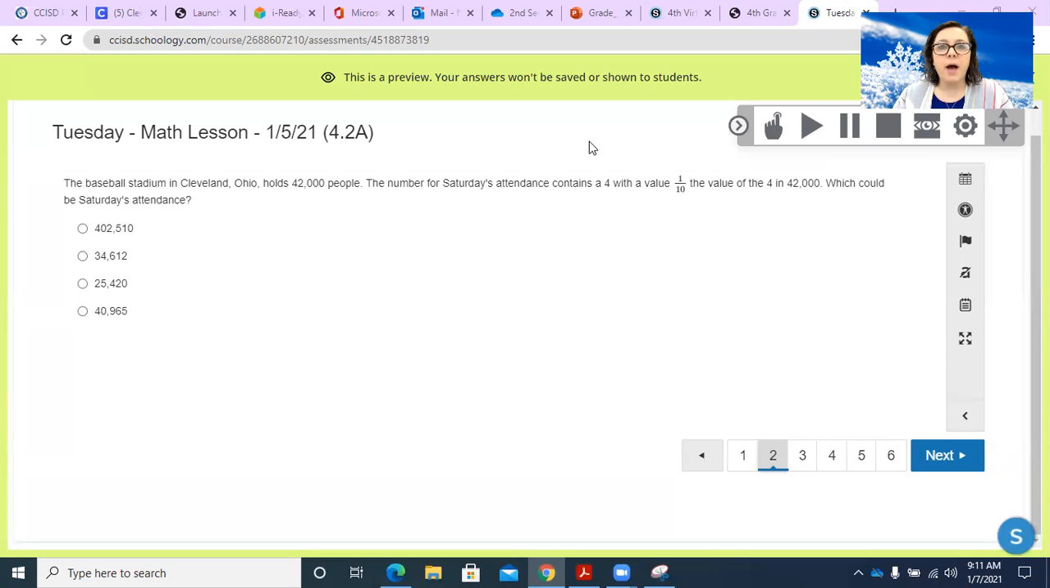Okay, all right, guys. I am going to review the math lesson from Tuesday on place value relationships, 4.2a. Let's look at this first question. It says, the baseball stadium in Cleveland, Ohio holds 42,000 people. The number for Saturday's attendance contains a 4 with a value of 1/10 the value of the 4 in 42,000, which could be Saturday's attendance.